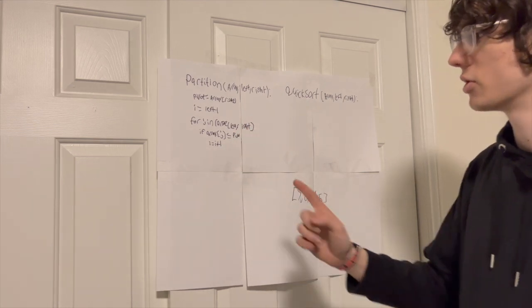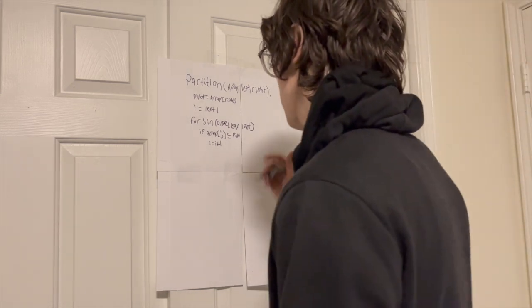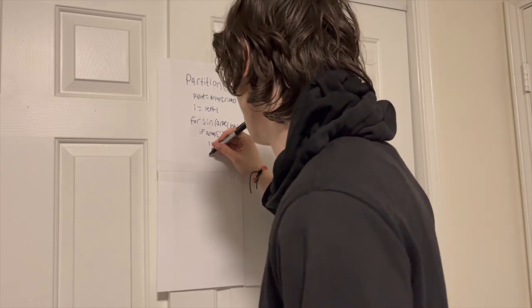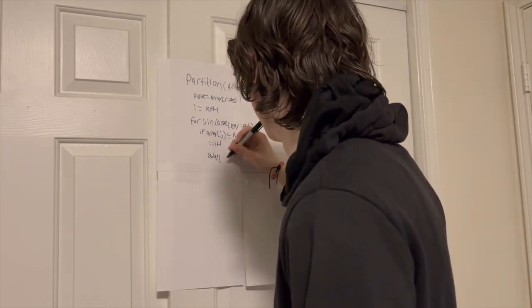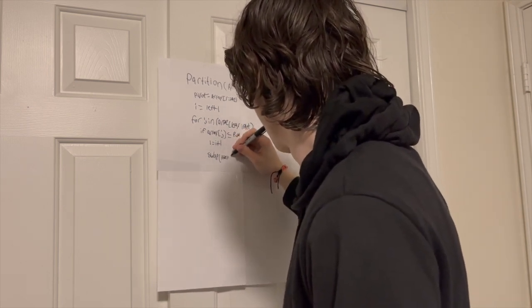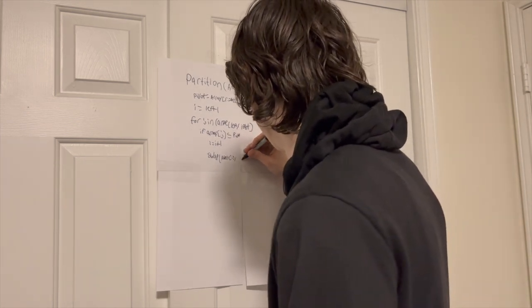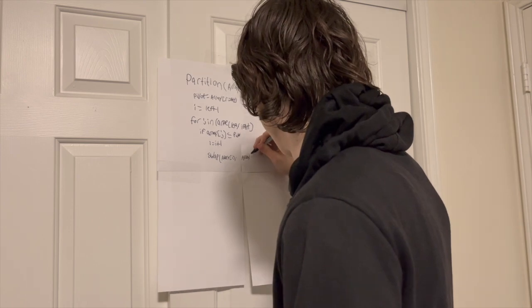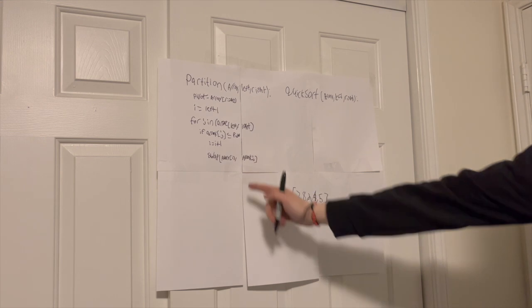So first let's write this in code and then pseudocode, and then we'll see what this is actually doing. So we'll say swap array[i] with array[j]. All right, so what is this statement doing?